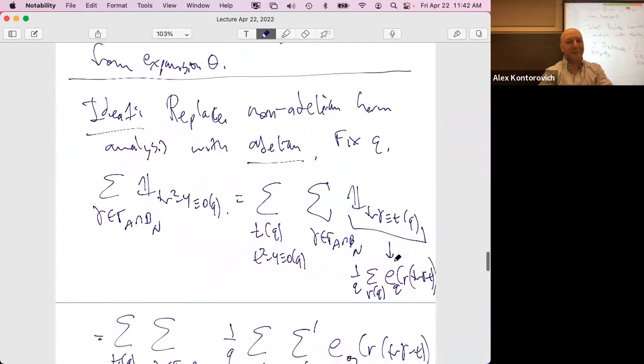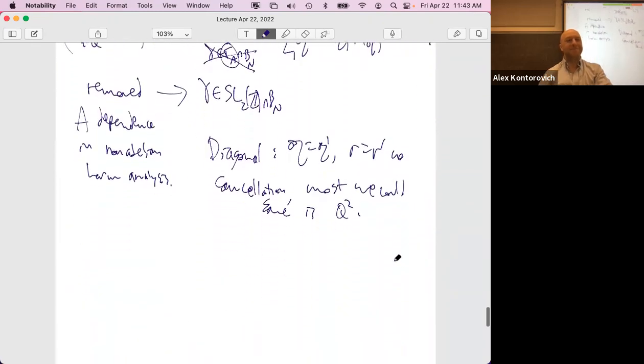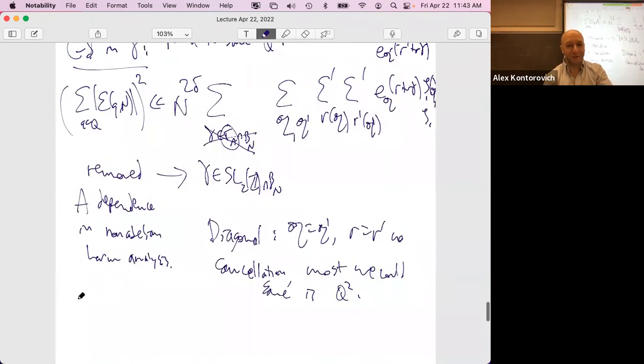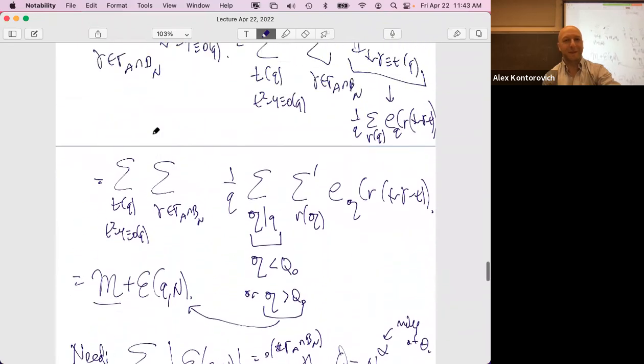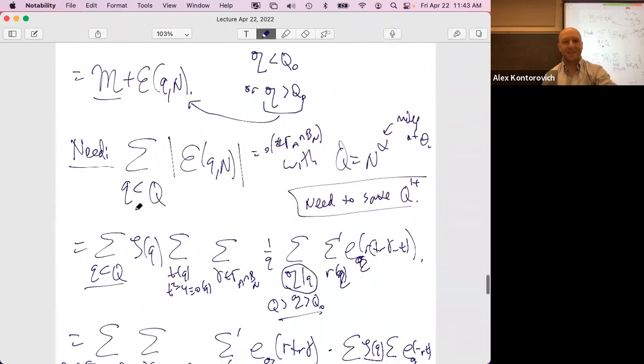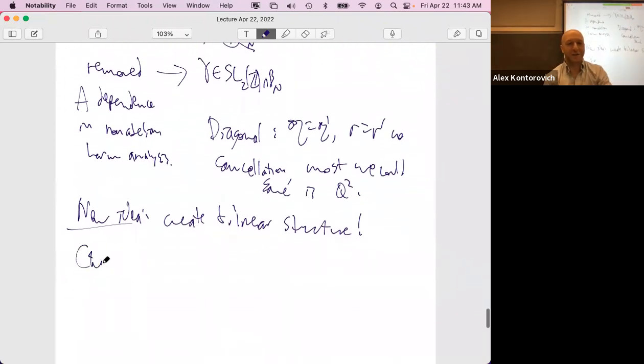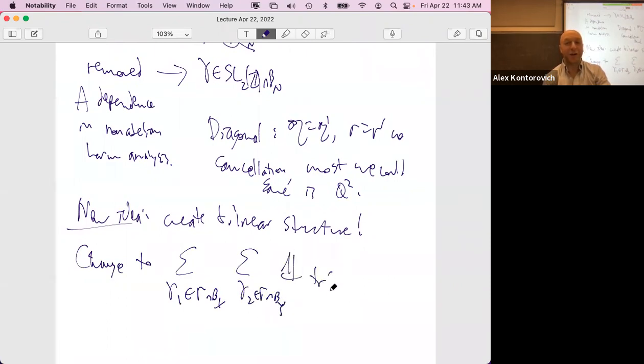In Zaremba, you went into the AD minus BC. We used Poisson. The crucial first step was to make a bilinear structure. Oh, okay. So new idea: create a bilinear structure. We're going to redefine what we're studying. Instead of studying this, instead of the main change, pairs of traces. Exactly, change to gamma one in a ball of size x, gamma two in a ball of size y, and the indicator function of the trace of gamma one times gamma two squared minus four being zero mod q.